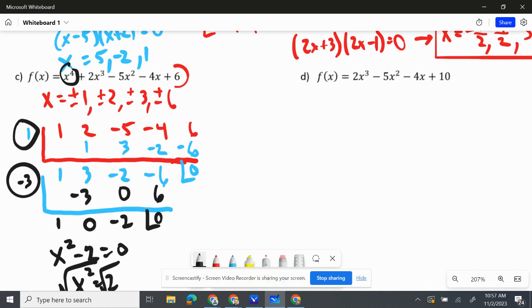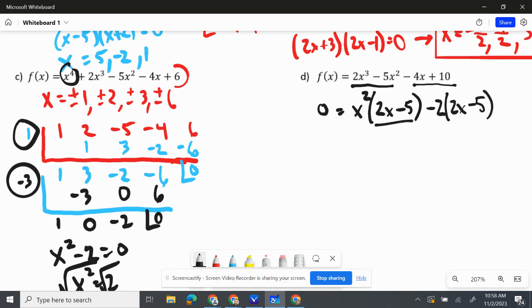Now, looking at our last one, what I want to do is show you another method. Sometimes you could factor it by grouping, and this one you can. The other ones we couldn't. So when we're looking at this, if we set it equal to 0, they have an x squared in common, and that gives us 2x minus 5. Then they have a negative 2 in common, and that gives us another 2x minus 5. They both have a 2x minus 5 in common, and then we have x squared minus 2.